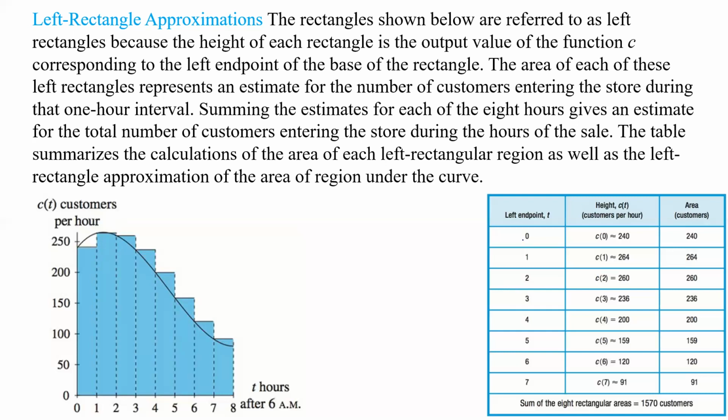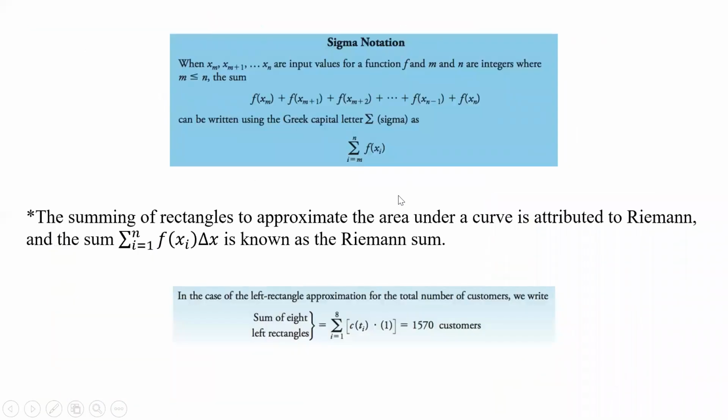And so what we do is we do that for all of these rectangles, 0 through 7. So there's 8 of them. And then we get all of these areas and we add them together. And when we add them together, we say there's approximately 1,570 customers that are under this curve. So based on the left rectangle approximation, that's going to be 1,570 customers. Now, this 1,570 customers was gained by something called sigma notation.